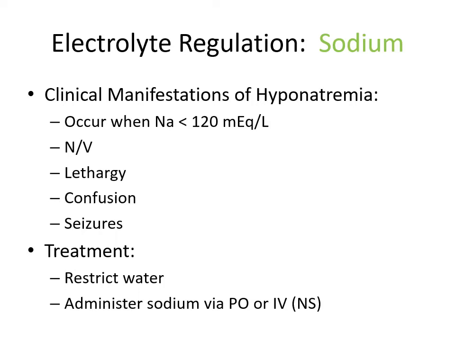Clinical manifestations of hyponatremia. So again, it'll start to be symptomatic when sodium is less than 120. Symptoms present as nausea and vomiting, lethargy, confusion, and seizures. And so the treatment is to restrict water and then to administer sodium via either an oral supplement that contains relatively high sodium, like your Gatorade, Gatorade Endurance, or IV if necessary.